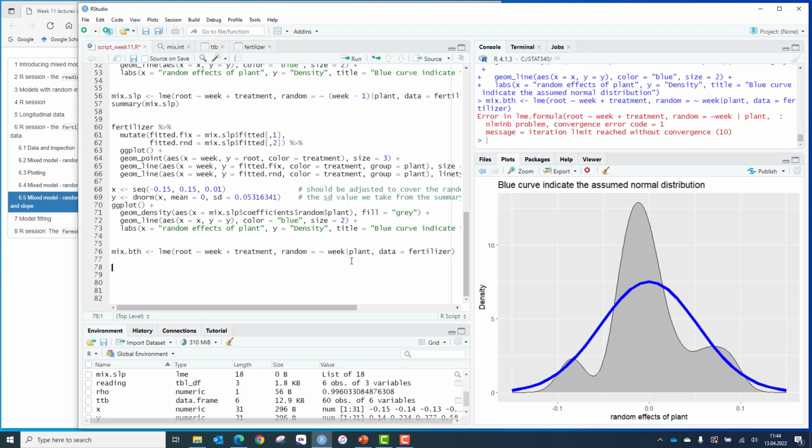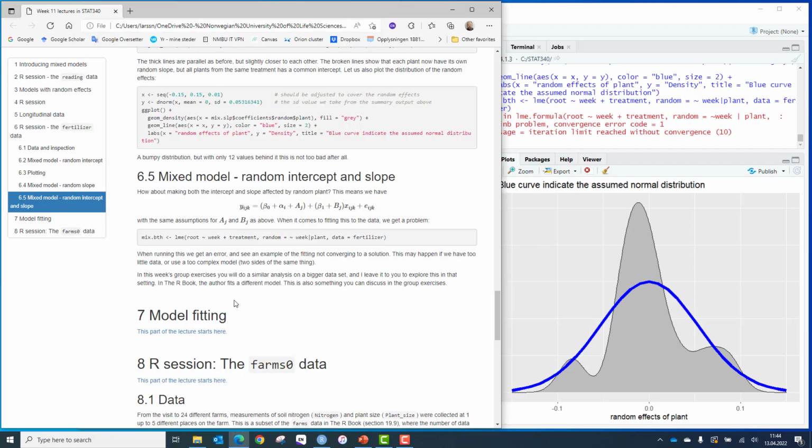So to overcome this, you need more data, actually. And I have to say that in the weekly exercises, you will have a look at a similar data set which is bigger, and then you can do this. So I will leave you to do this in the exercises.